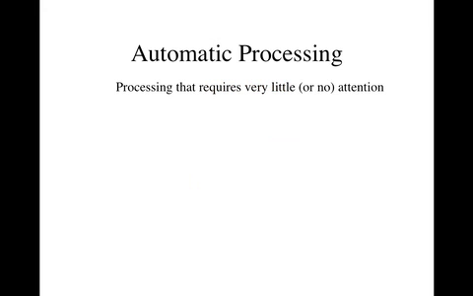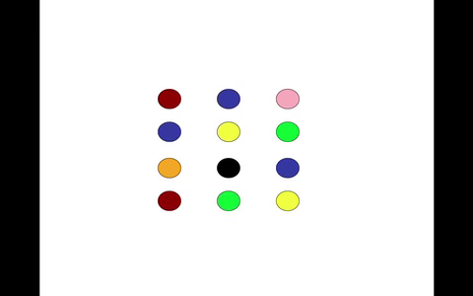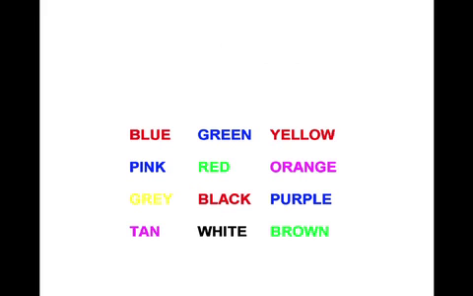Automatic processing is processing that requires very little or no attention, and when you're doing automatic processing, a lot of resources are left over for other tasks. We talked about the Stroop test. So in this case, if you have to name the colors of the circles, you can do that fairly quickly, but if you have to name the colors of the ink here, there's often going to be this Stroop interference, and that's because reading of these letters, reading of the words, is automatic.